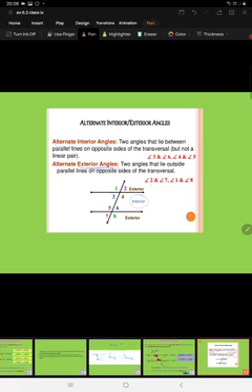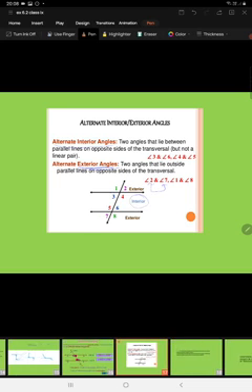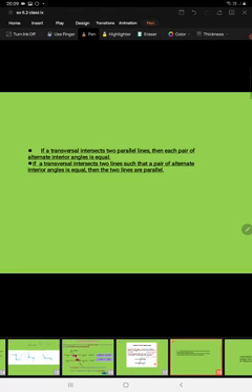So angle 2 with angle 7, they are alternate exterior angles. They become alternate exterior angles. And the axiom related to alternate angles is that if a transversal intersects two parallel lines, then each pair of alternate interior angles is equal. And if a transversal intersects two lines, when it is not given whether they are parallel or not, if the pair of alternate interior angles is equal, then the two lines will be parallel.